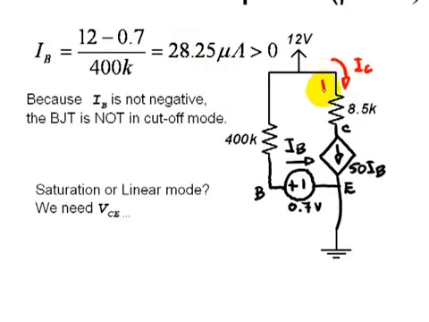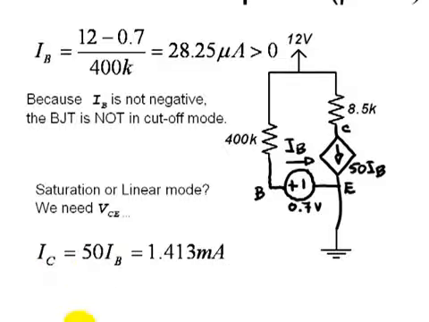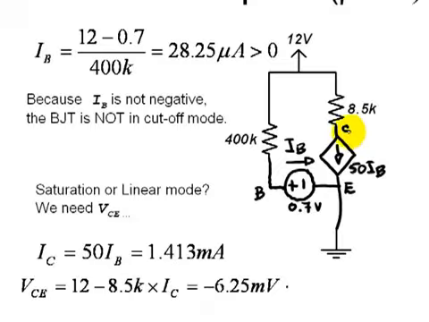And with that one, we'll determine the voltage drop in the 8.5 kilo ohm resistor. This node is at 12 volts above the reference node. Minus this drop will give us the voltage of C. Let's do that. The current in the collector is 50 times IB, which is 1.4 milliamps, same as in the previous exercise. The drop will be 8.5 kilos times that current subtracted from the voltage at the top node, and that tells us that the voltage at C, which is just VC, is negative 6.25 millivolts.